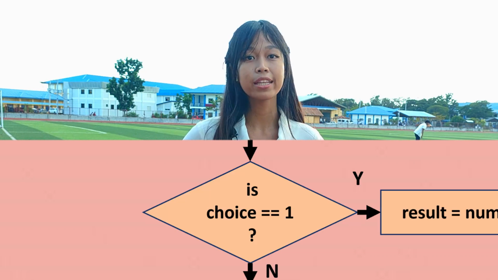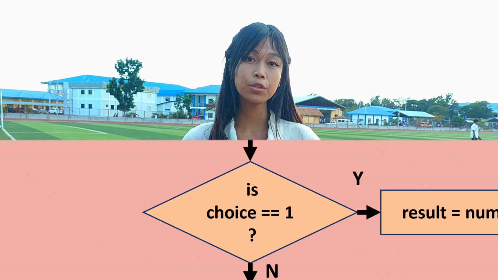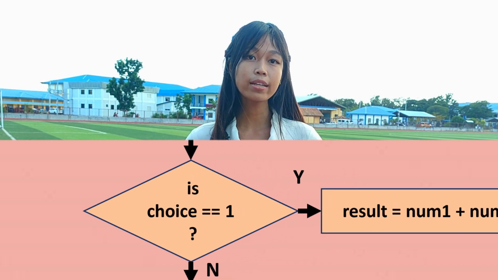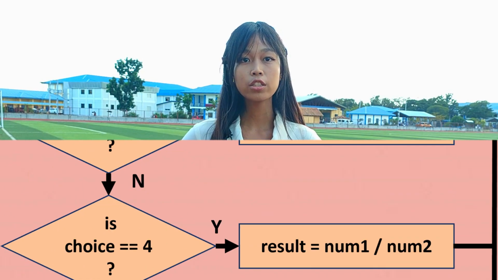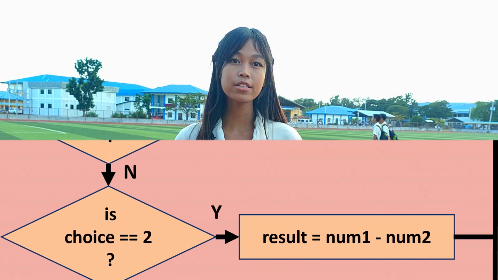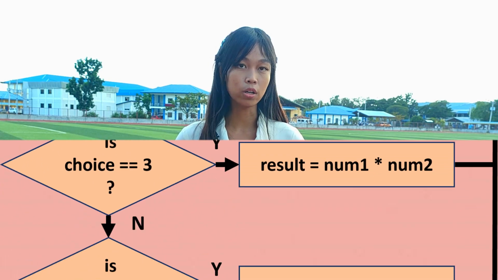In our program, we can ask, is choice equal to 1? Which means, did the user input number 1? If the answer is yes, then we can connect it to a process which will add num1 and num2 and show you the output. If the answer is no, then connect it to another decision making, which will then ask if the choice is equal to 2, and so on.